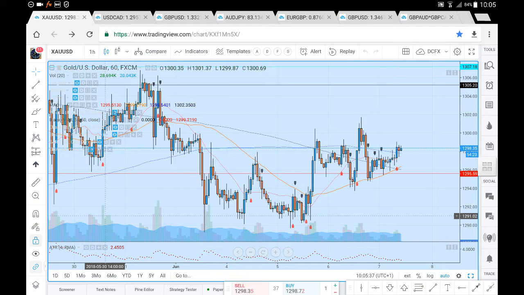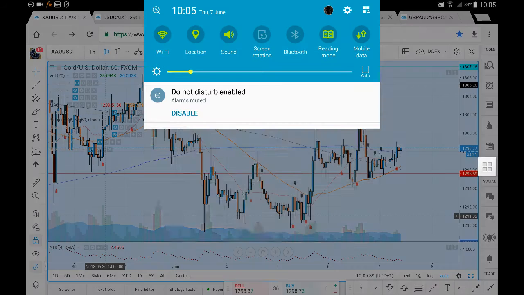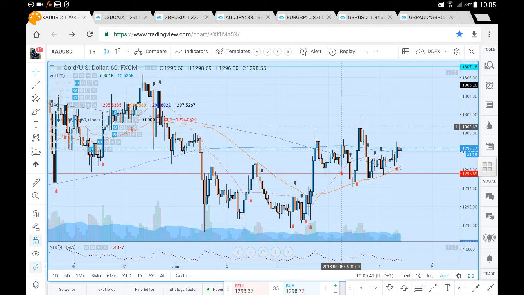So this is the XAUUSD analysis for Thursday, 7th of June. Now, let's just have a look at prices and where prices may likely go. So previously we had prices find support in around the 1290. Didn't quite get down towards that 1288, from which we have seen this price progression here to the upside.